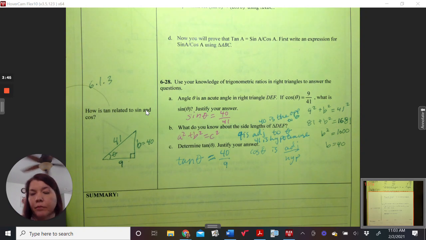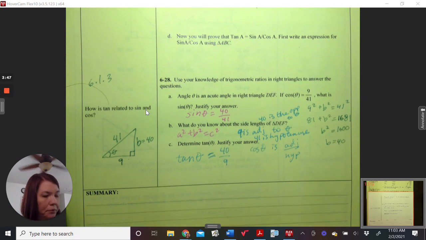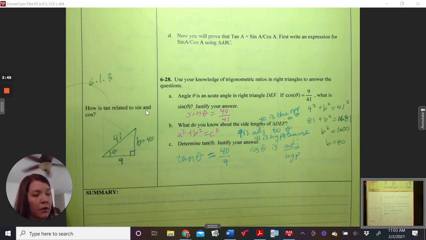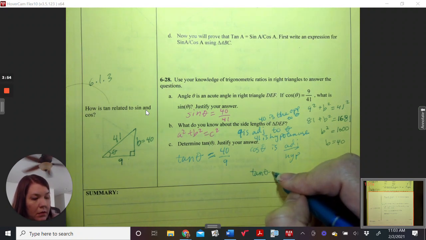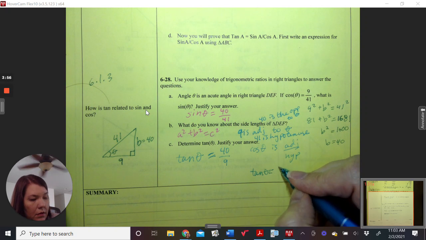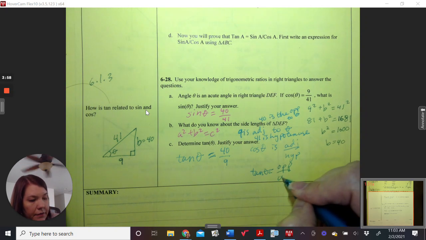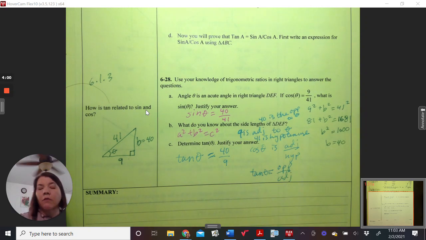Okay, and so tangent is opposite over adjacent. And that's all there is to it. It's pretty straightforward. It's not that hard, but I didn't want you to be struggling with it since it was supposed to be part of the instruction.